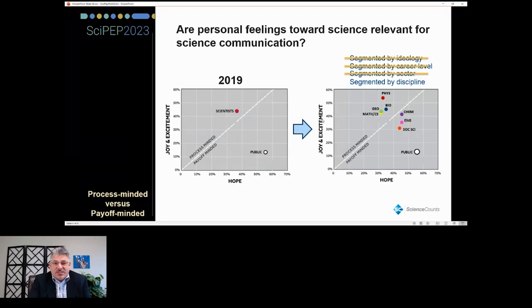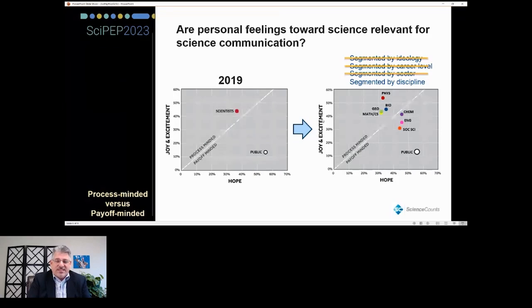Scientists, based on their discipline, moved all over the place, where you have physicists way up in the process-oriented joy part of this spectrum, if you will, or phase space. And then you have social scientists and engineers down at the bottom. And that was intriguing. And like I said, we had a second data set that wasn't quite as robust as the scientist data set, but when you worked it up the same way, you got a similar result.